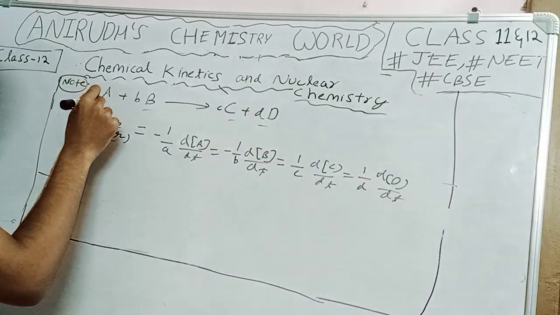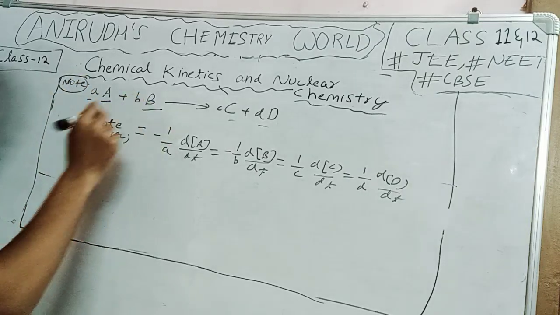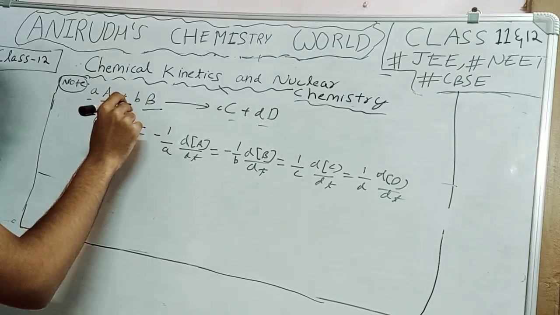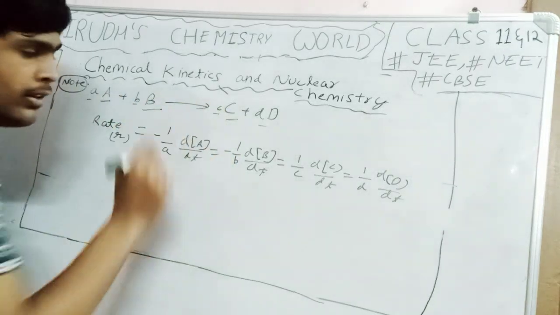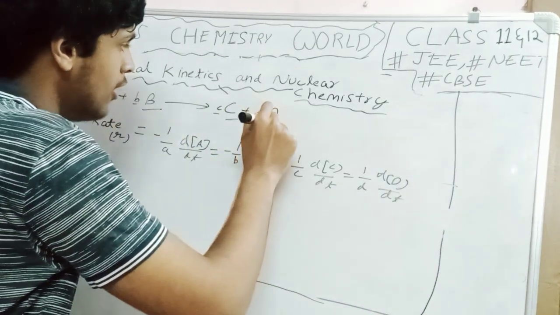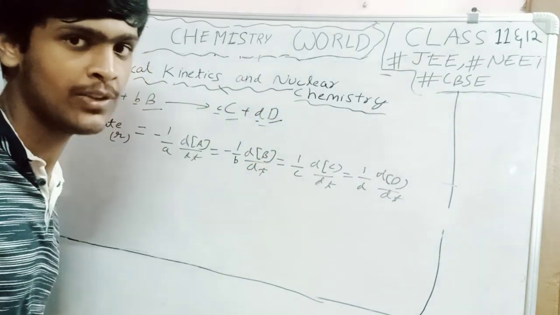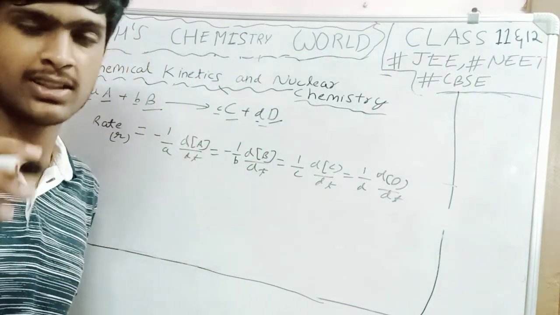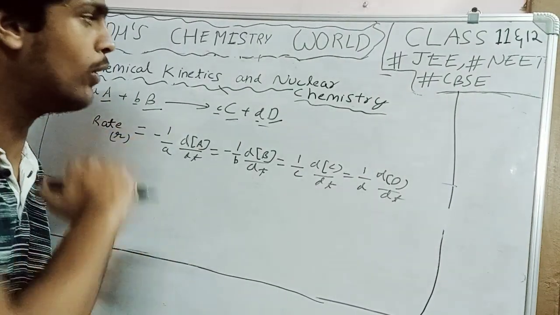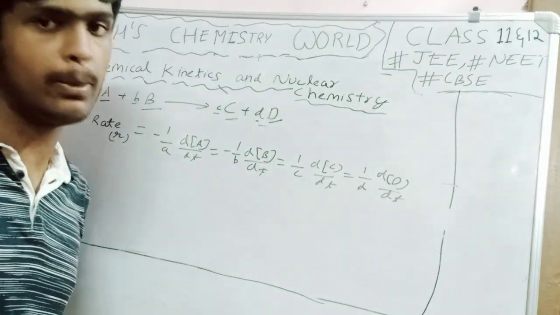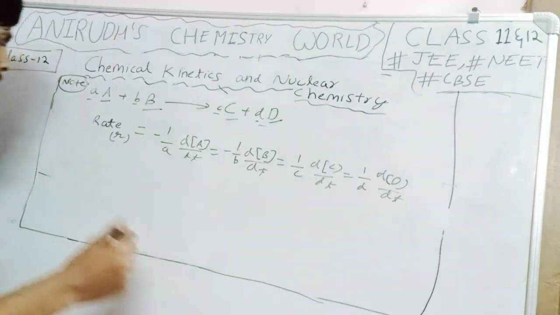For each of the reactants, so for reactant A, you have the number of moles as a. For reactant B, you have the number of moles as b. For product C, you have the moles as c. For product D, you have the number of moles as d. That is, aA plus bB gives cC plus dD. The lowercase letters represent the number of moles, and the uppercase letters represent the corresponding reactants or products.